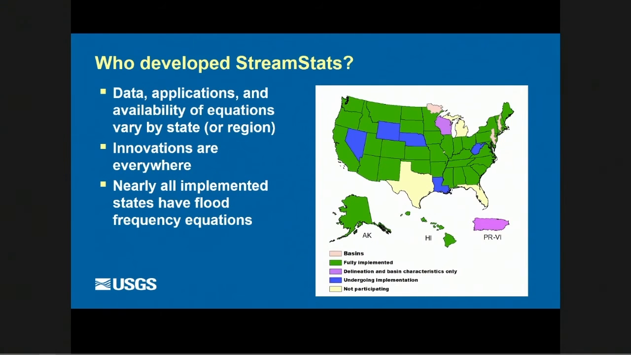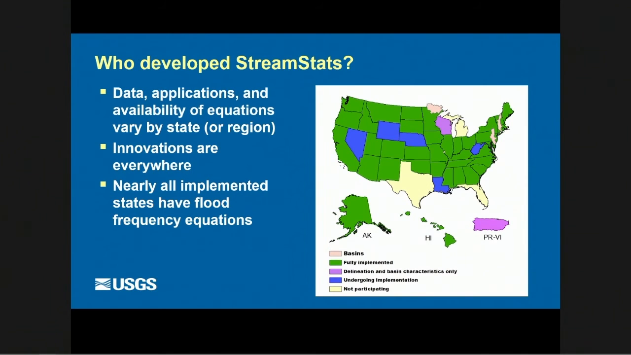Again, this is a common slide I present, on who developed StreamStats. The data, the applications, the availability of the equations, the at-site statistics, those are all done locally by the USGS water science centers and authors or hydrologists within those water science centers. And so every state is a little bit different on what statistics are available, what geospatial data is used, what underlying geospatial digital elevation maps or watershed boundary data sets are used, whether they're using an NHD plus product or they're using a LiDAR derived product. Every state is a little bit different, and it's optimally created based upon the funding and stakeholder interest.